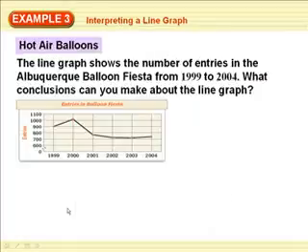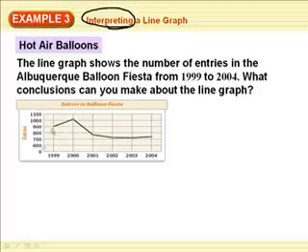Example number 3. I don't know if we have any. Oh, we did the first guided practice, that bar graph that we made. A line graph shows the number of entries in the Albuquerque Balloon Fiesta from 1999 to 2004. What conclusions can you make about the line graph? So this is interpreting a line graph. Interpreting is just a fancy word for saying that we're going to read the line graph. Well, what can we say?